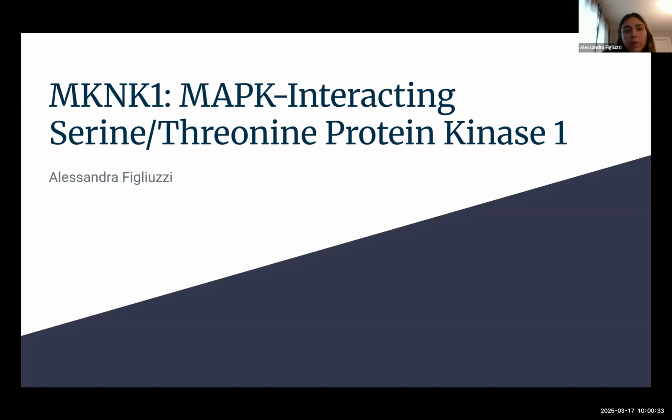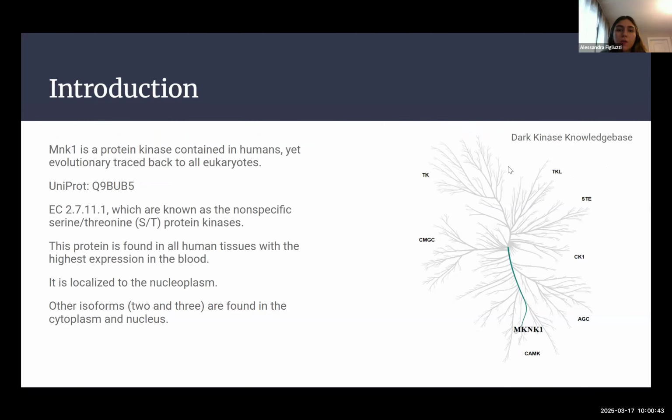Hi, everyone. Today I'm going to be talking about MAP kinase interacting serine threonine protein kinase 1, which is also known as MNK1. This protein is found coded on chromosome 1 in humans. It is contained in all human tissues with the highest expression in the blood, with also great ubiquitous expression in the kidneys, liver, pancreas, and many more. It is localized to the nucleoplasm. However, it may also be contained in the cytoplasm, and the other two isoforms that are generated by alternative splicing are found in both the cytoplasm and the nucleus.